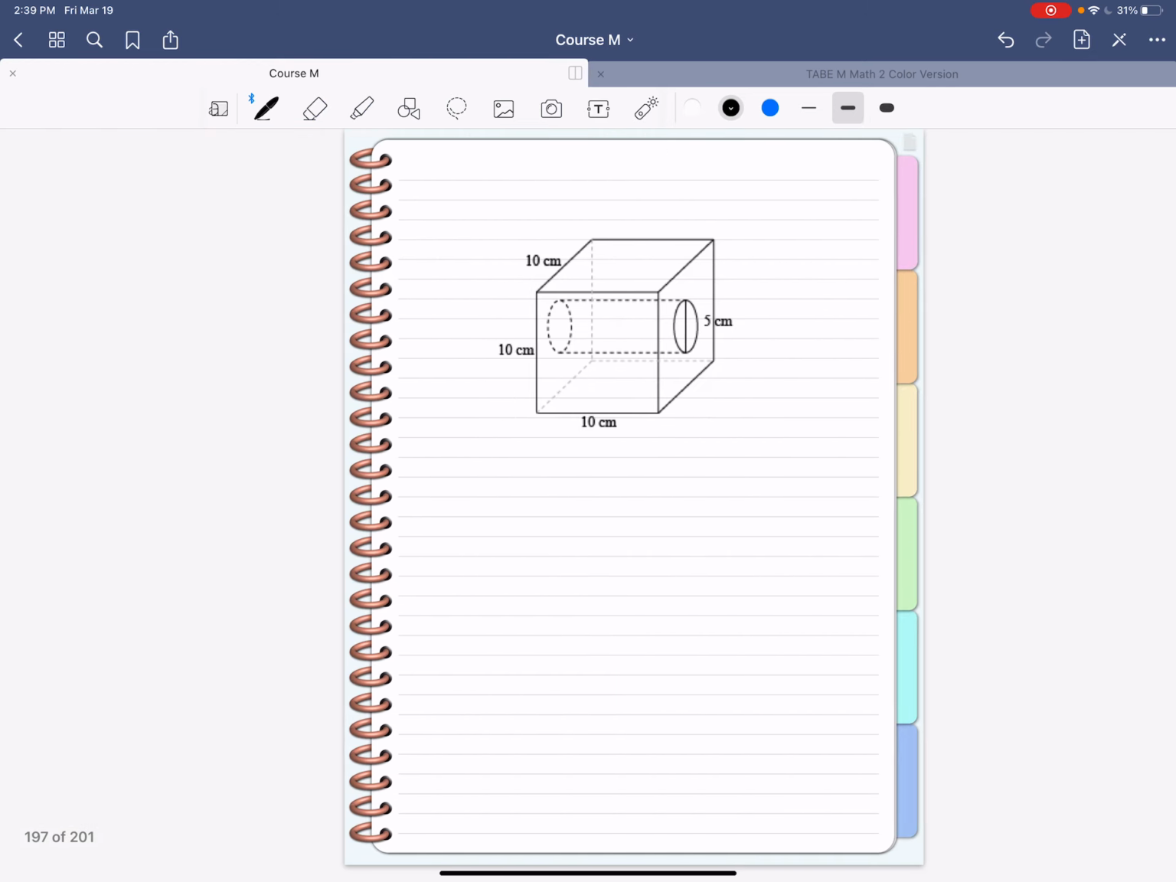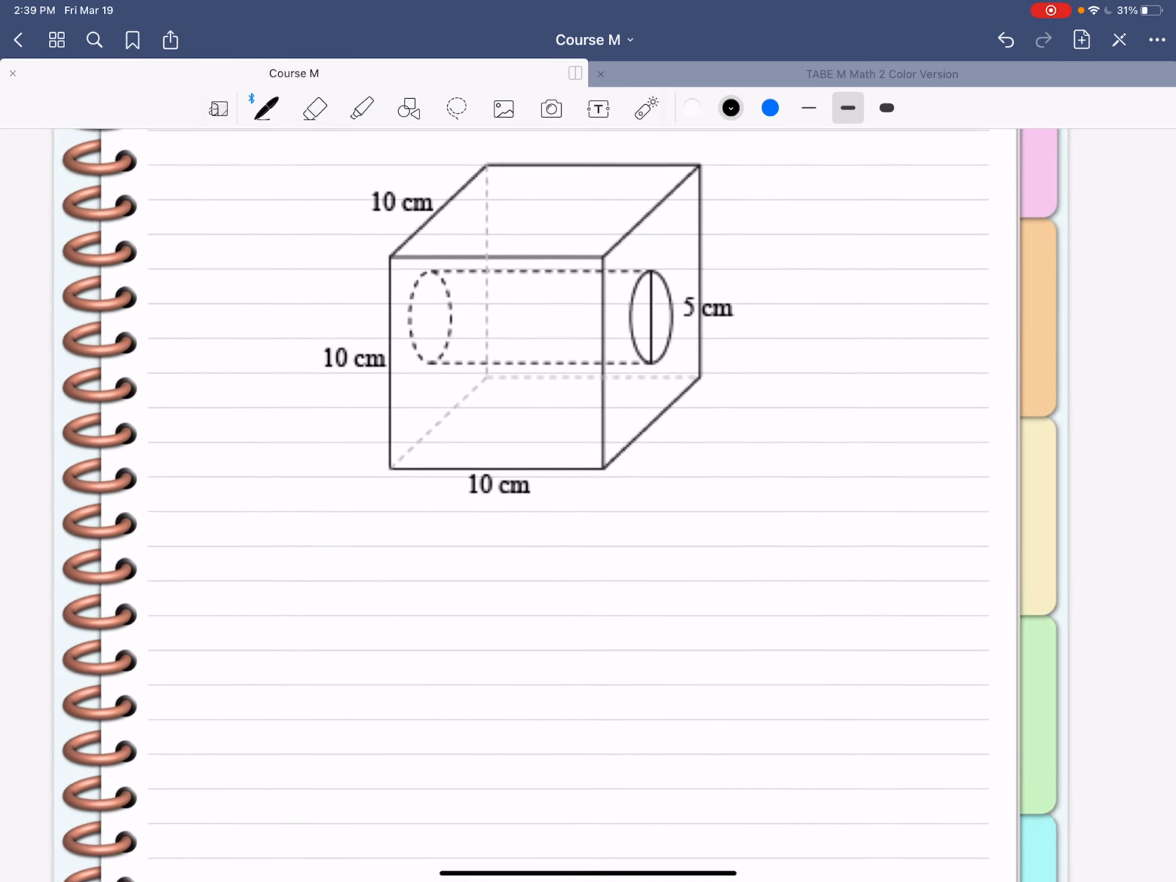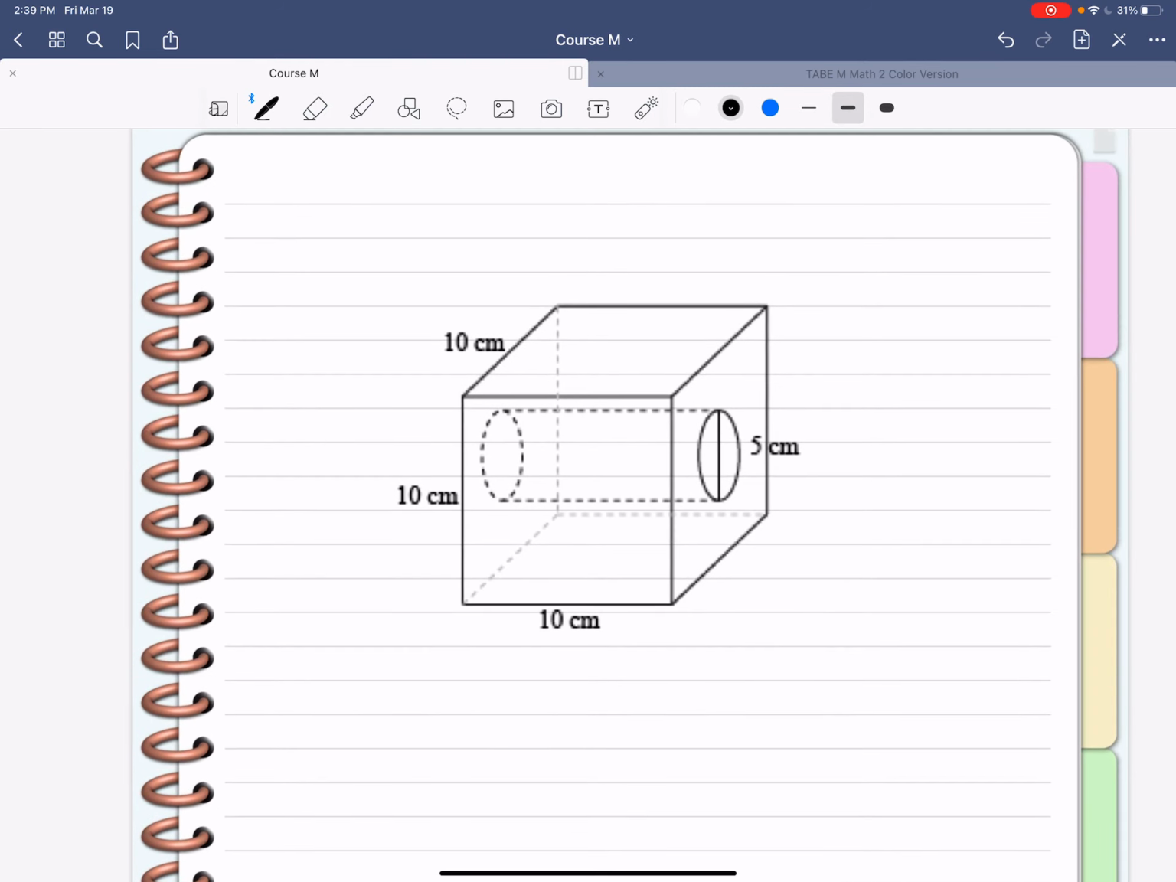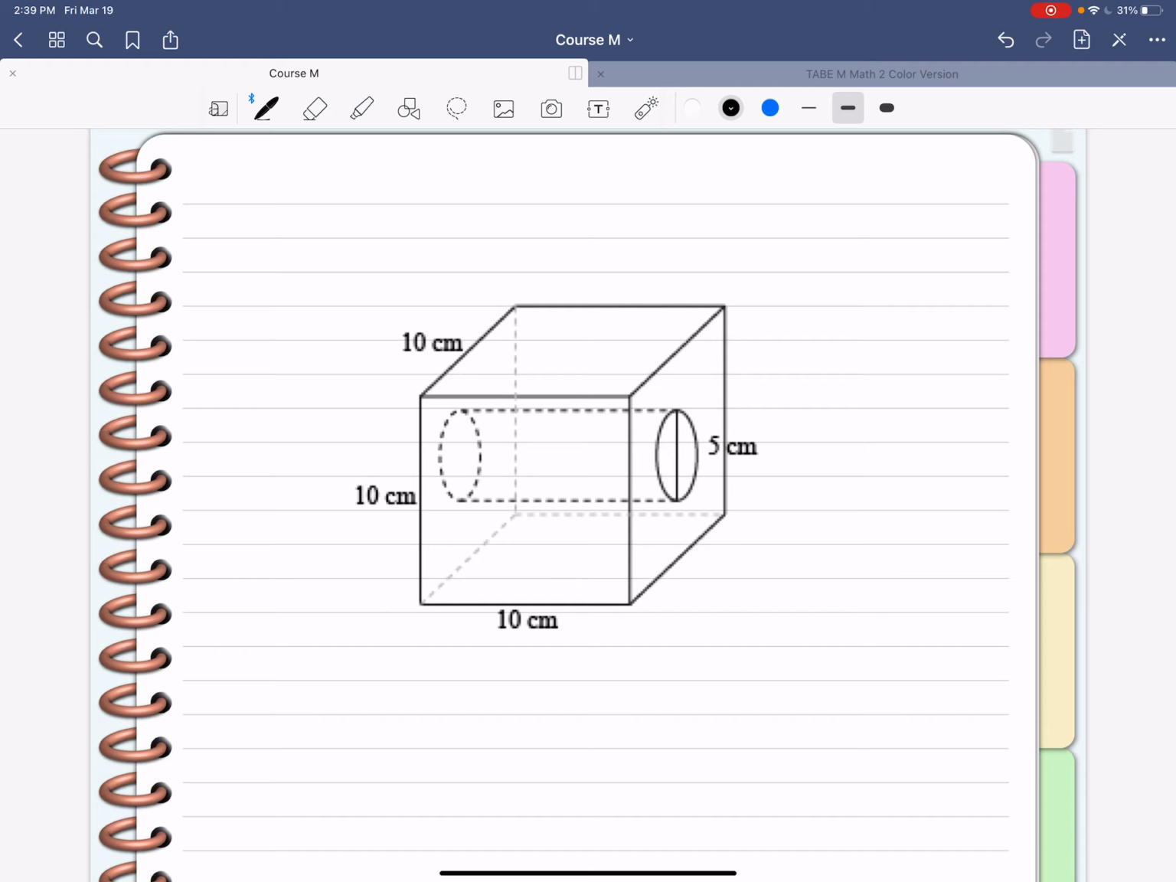Okay, the next one. Let's imagine that this one is maybe a concrete block that has a hole cut through it. Looks like a child's toy at 10 centimeters. It could also be a part of a machine. So we have this cube, and we're cutting a cylinder out of it. So again, we have 2 solids. We have a cube and a cylinder.